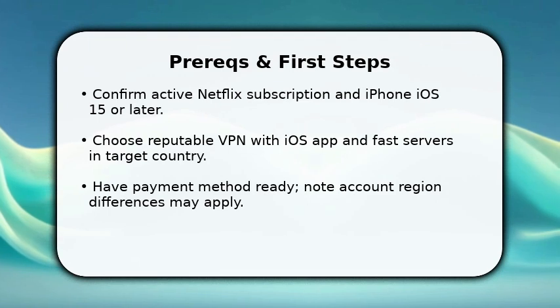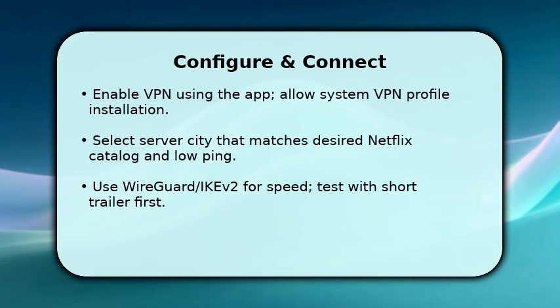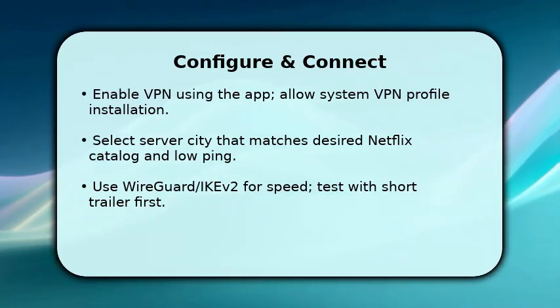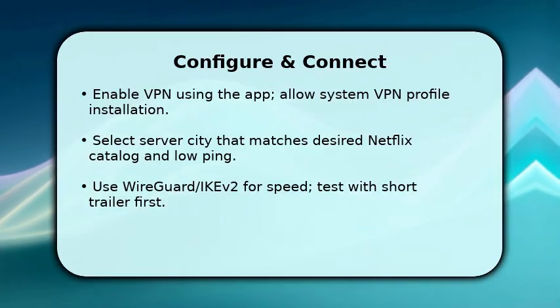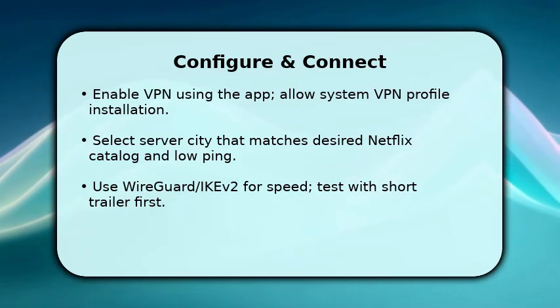Now you configure for streaming performance. Open the VPN app and install the VPN profile when prompted so iOS routes traffic correctly. Pick a server in the target country, preferring WireGuard or IKEv2 for faster throughput and lower packet loss. This matters for HD playback.